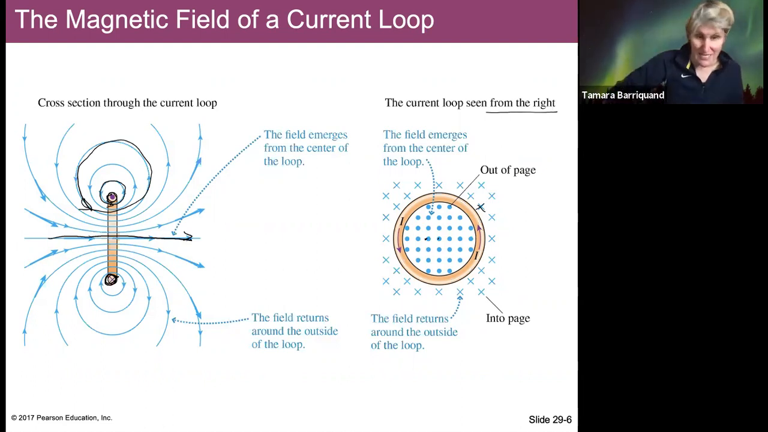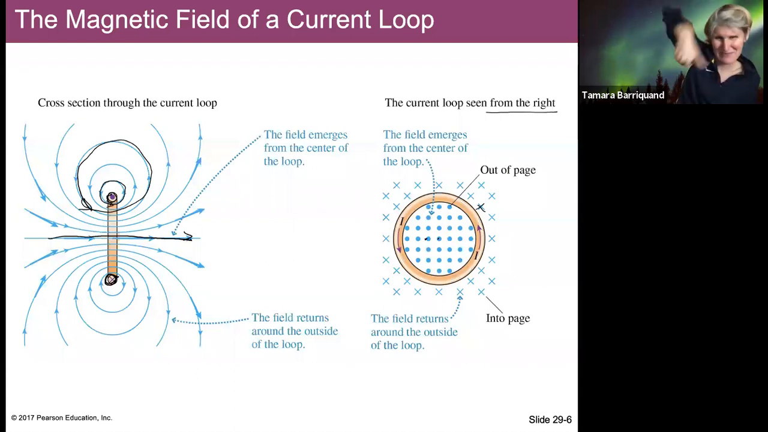And so we can take our fingers and have them go around our current. If they're going around our current in this direction, our magnetic field will be coming out of the screen. Let's see if I can do that for you. I don't think I can. It'll be coming out of the screen at you.